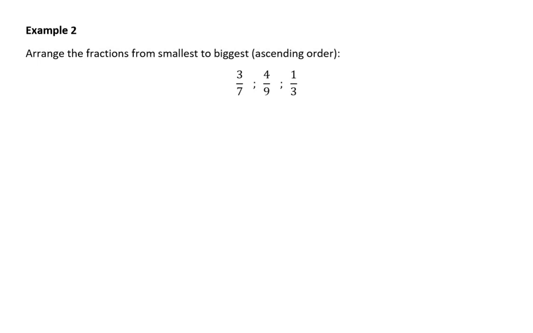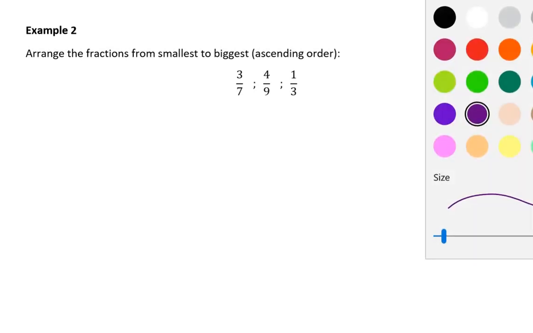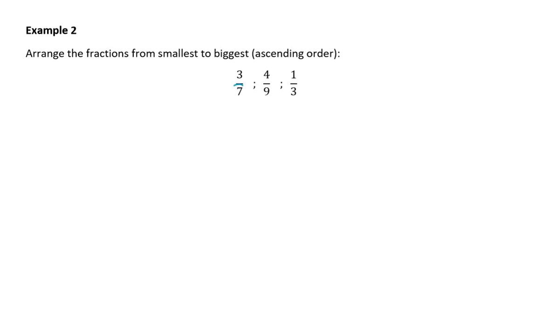Arrange the fractions from smallest to biggest, which would be ascending order. I have denominators of 7, 9, and 3. Well, 9 and 3, that's easy. They have a common denominator of 9, but that doesn't work for 7. So what I would do is just start listing the multiples of 9. Why? Because it's the biggest number. I pick the biggest number to list the multiples of, because that's probably going to be the toughest for things to go into. 3 is much smaller, so it'll go into lots of things, but 9 won't go into too many.